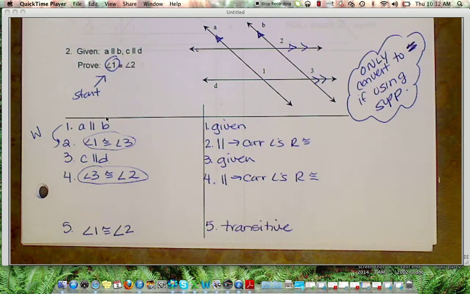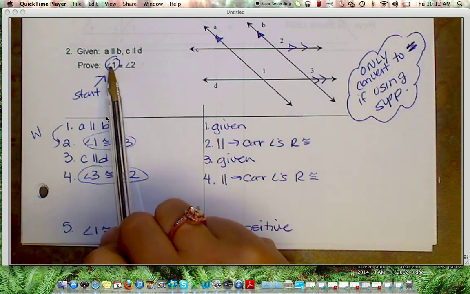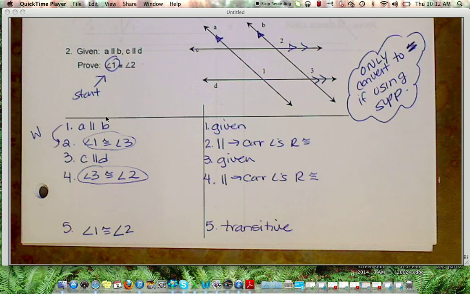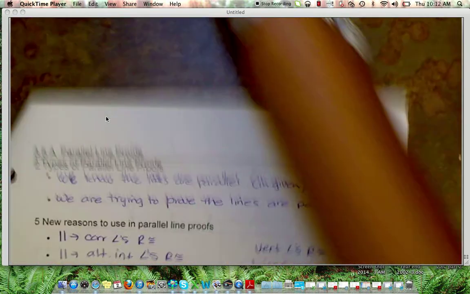So we're done with that. The key is to get the frog to jump from angle 1 to angle 2 using the parallel lines that we have and the information. Let's try another.